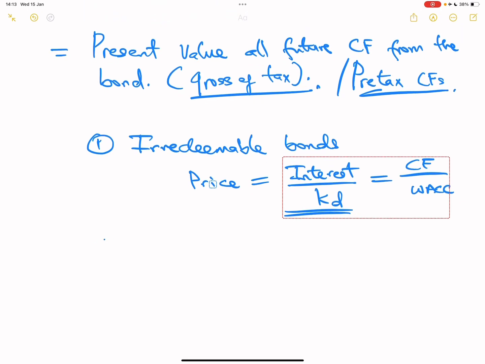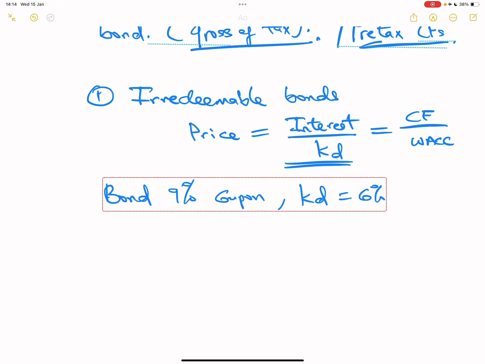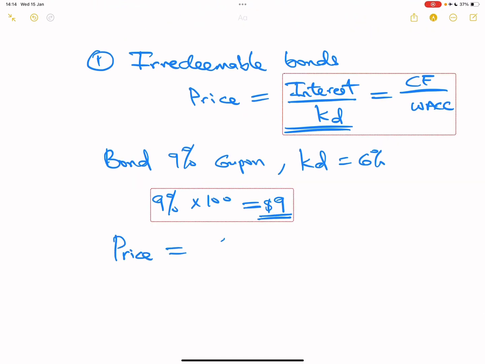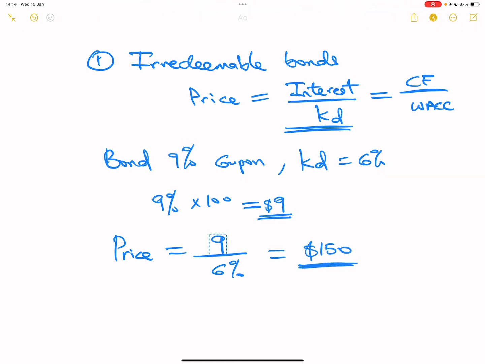If I give you a quick example, imagine you have a bond of coupon 9%. So bond 9% coupon. And the cost of debt is 6%. Because this will never be redeemed, there is no redemption value. What you will get every year is 9% coupon, which means 9% of 100, because the coupon interest is paid on par value, and that equals $9. So the cash flow or the interest you will get on this bond is $9. In that case, the price of that bond, because you get $9 every year forever, is 9 divided by 6%, and that equals $150. That is the price of that bond because it's an irredeemable bond.